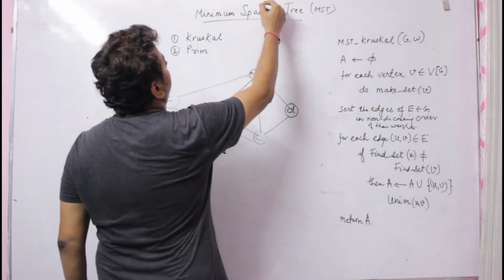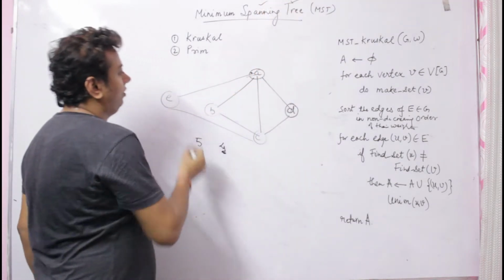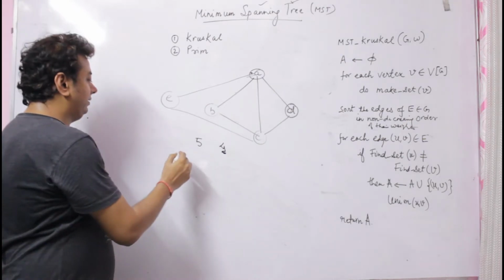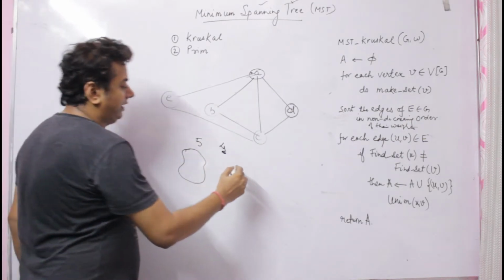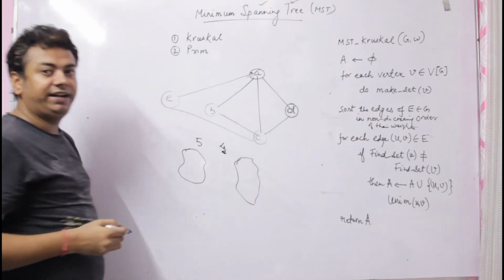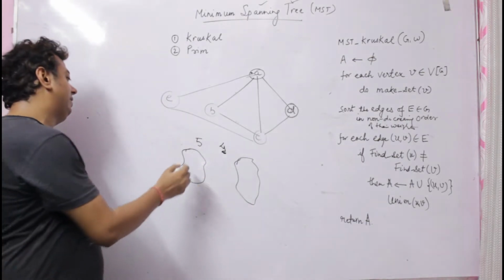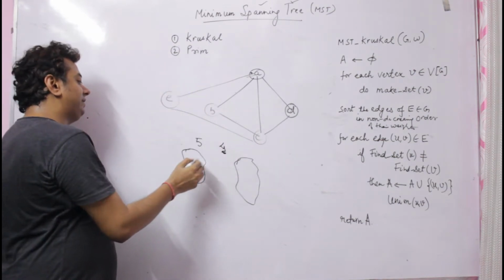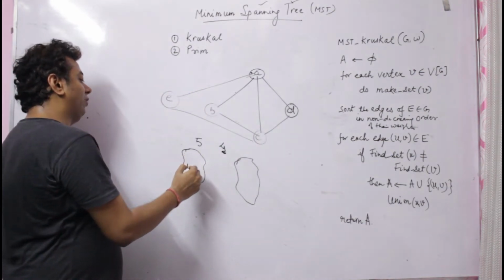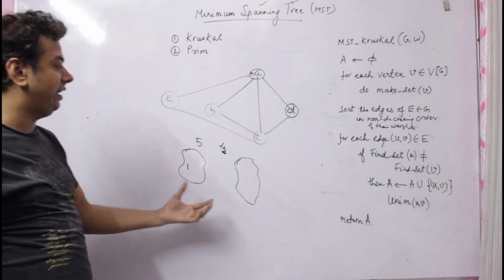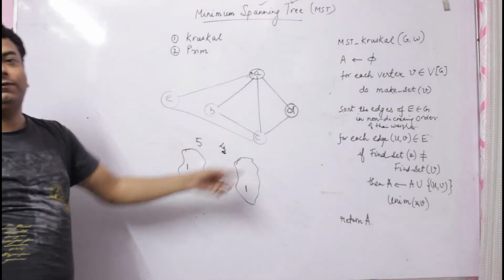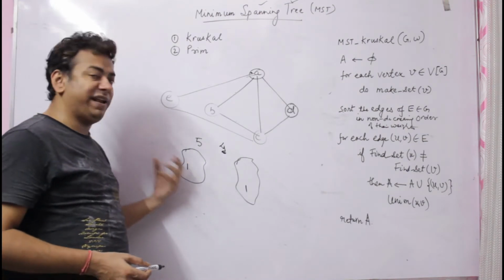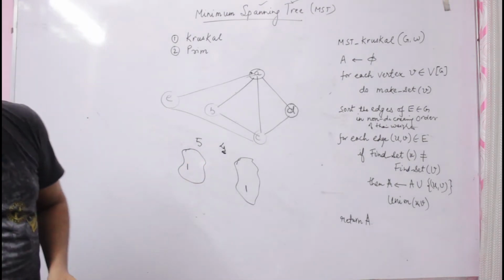Now the word spanning tree means all the vertices should be connected. Suppose we have a connected component here and we have a connected component here, we have 2 connected components. So the spanning tree for each connected component will be 1. There will be 1 tree here and 1 tree here. So this will form a spanning forest here, not a spanning tree.